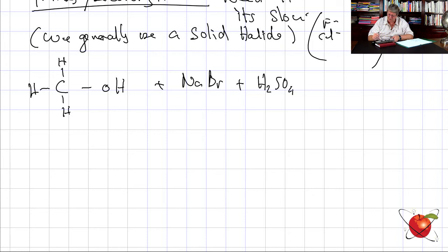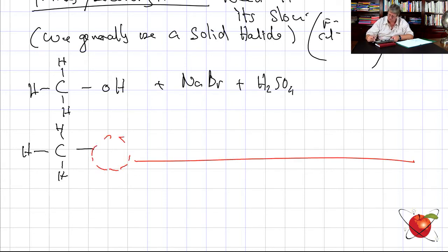Now I'm going to go through this fairly quickly. We need to form a haloalkane, and water is going to come off. So once again, we get the removal of the OH. Remember, I put that in red. The OH has gone.